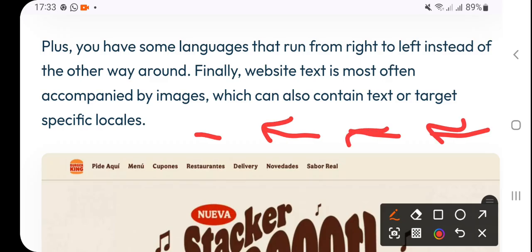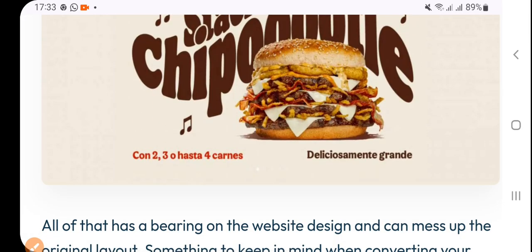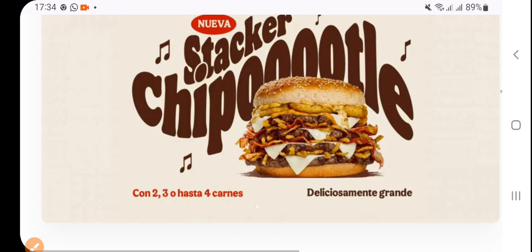That is the problem, right to left instead of the other way around. Finally, website text is most often accompanied by images, and that is also a source of communication, which can also contain text or target specific locales. So, for example, this is a very good example, a sticker, and this is the advertisement communication and all. How can you translate this material collectively into another language? That's again a problem, right?